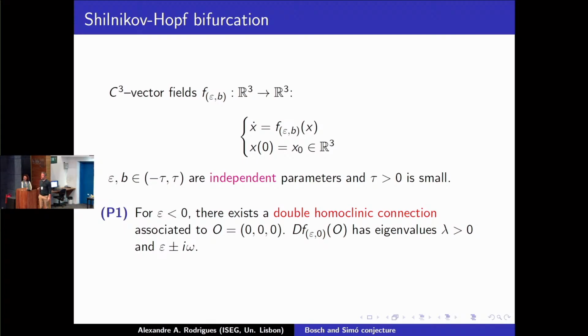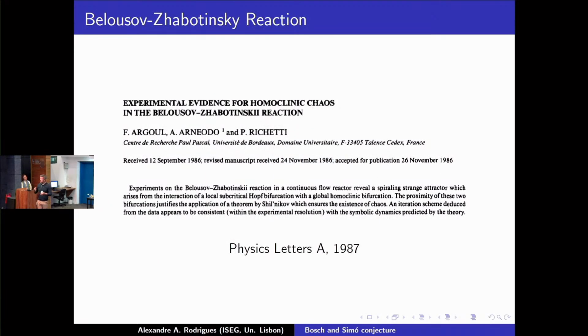The Belousov-Zhabotinsky is actually a two-parameter problem. There are several models that explain the Belousov-Zhabotinsky. For example, there exists a model with PDEs. But in the 90s, there appeared several papers relating the Belousov-Zhabotinsky with the Shilnikov bifurcation. I took this paper. I don't do chemistry, but there are several papers relating the experiments with this bifurcation.